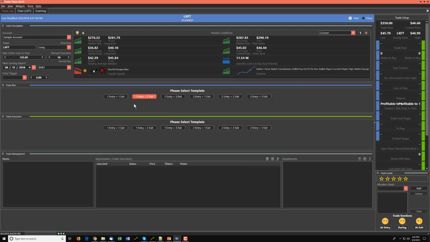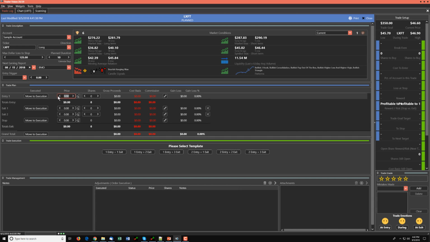So let's do 1 entry and 2 exits. What did I say about 47.05 or something like that? And the stop was 45.60, I think I said. And the first target was 49.50, if I recall correctly.